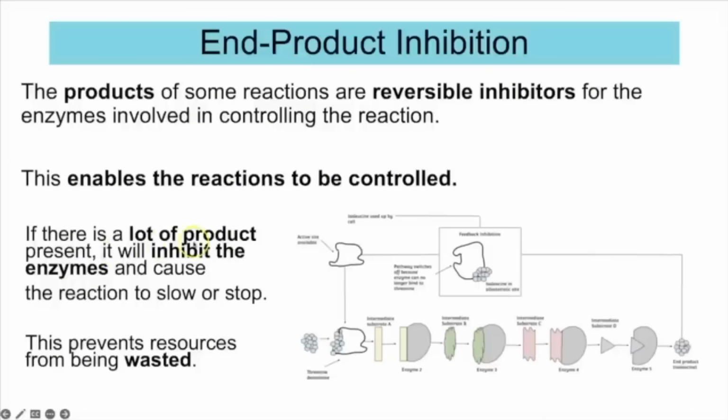So if there is a lot of the product already present from this reaction, that product binds to the enzyme and inhibits it, and it prevents any more of that reaction happening. But when the product starts to run low, the inhibitor is no longer going to be able to inhibit the enzyme, and the reaction starts up again. So that prevents resources from being wasted.